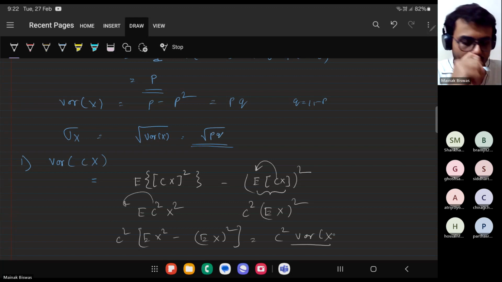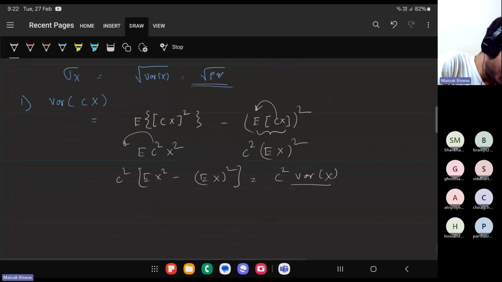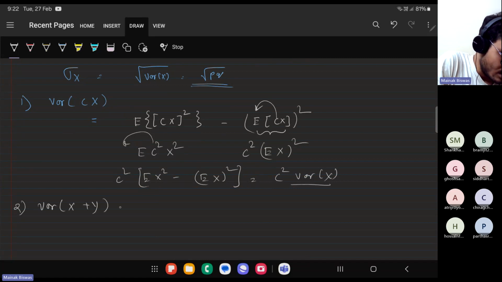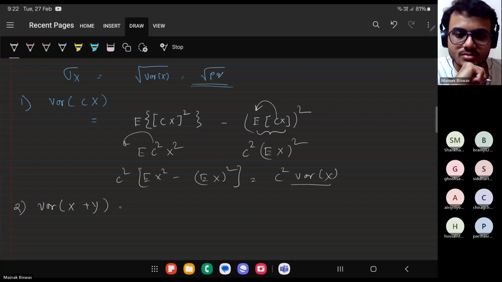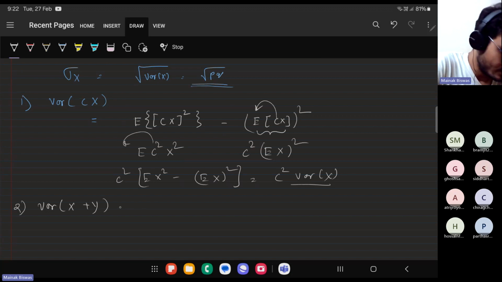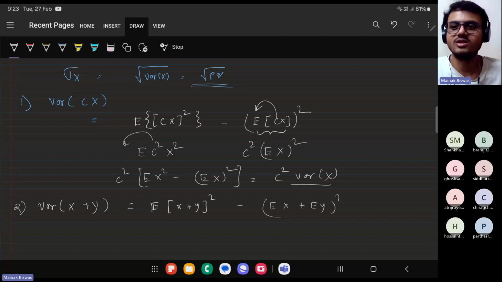Good. And the second property, which will be useful in the Bernoulli binomial distribution: X plus y are two random variables. What is the variance of x plus y? Again, from the definition, it is expected value of x plus y whole squared minus expected value of x plus expected value of y whole square. Is it right?